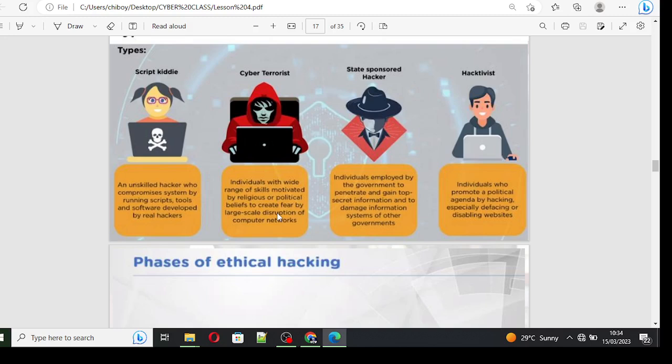Now, we have the hacktivists. These are individuals who promote a political agenda by hacking, especially defacing or disabling websites. Now, we all know what happened to INEC. People penetrated into the database, hacked it and got the information they needed. Now, when the need arises, these people can provide the real information. They can provide real information of what happened in this election, but you must pay them. They are the people that are called the hacktivists.